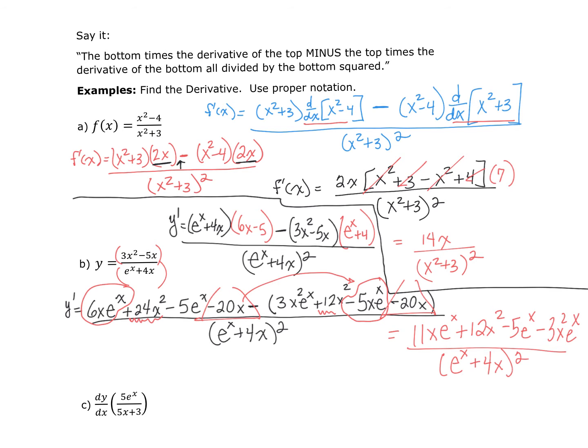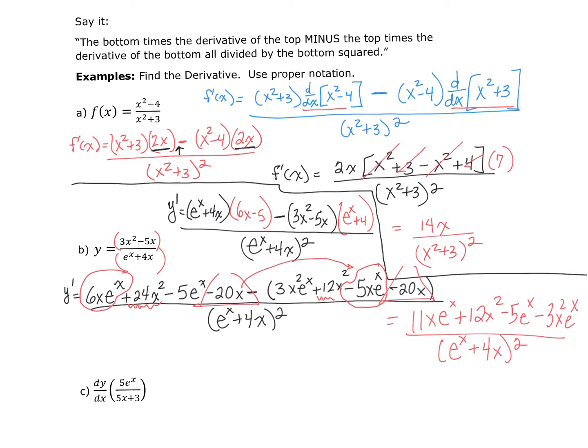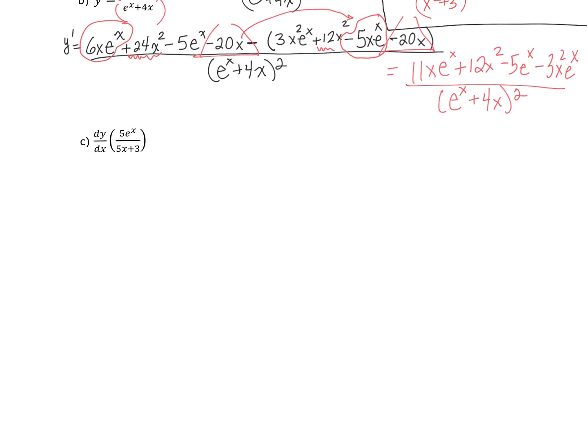Okay, let's take a look at this last example on this page. I do have a typo, so let's fix that first. I would not say dy dx of this function. I would only say find the derivative with respect to x of this function here. So that y should not be there. And let's again go through this process. We're going to say it.